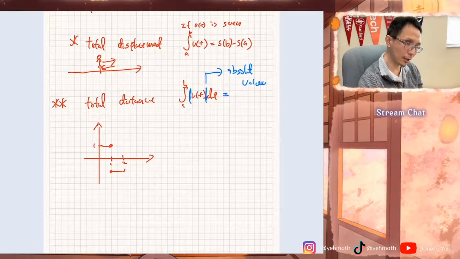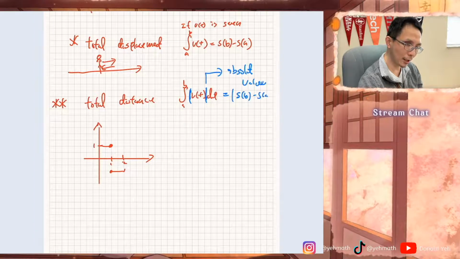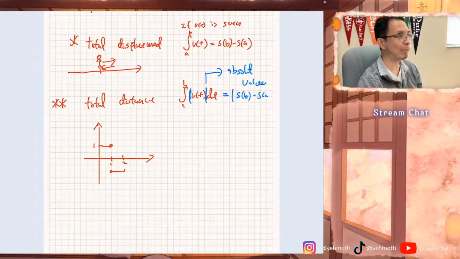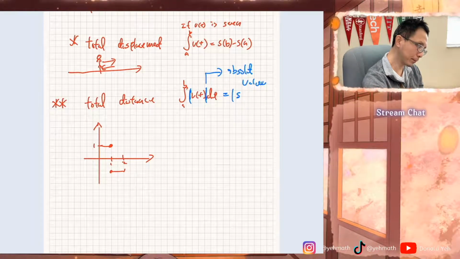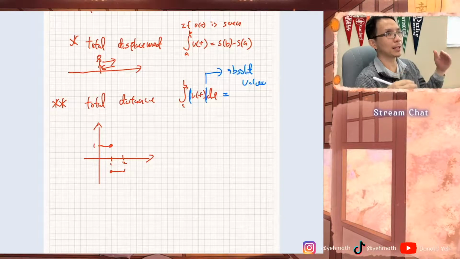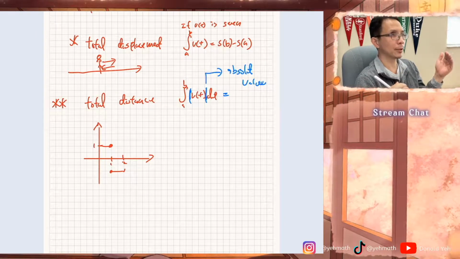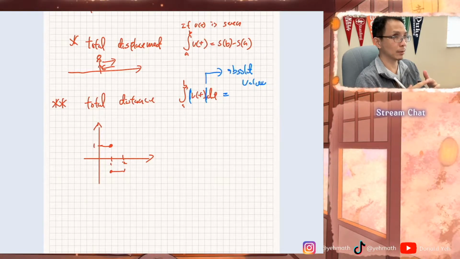Oh, you can do that. It's going to be absolute value of S of B minus S of A. But the problem is, that will be bad. No, I cannot write that. The reason I cannot write that is you cannot subtract the two positions, because that's still going to give me zero.